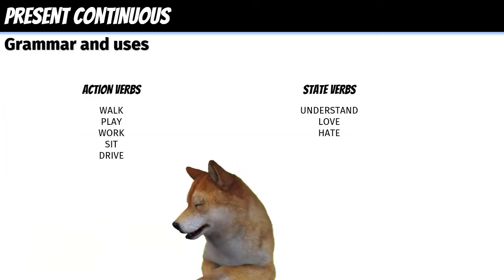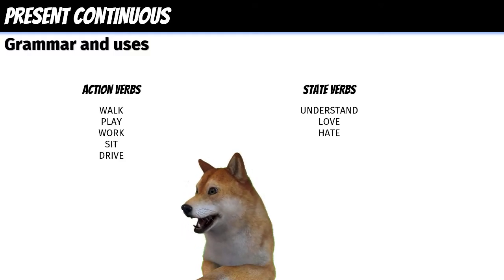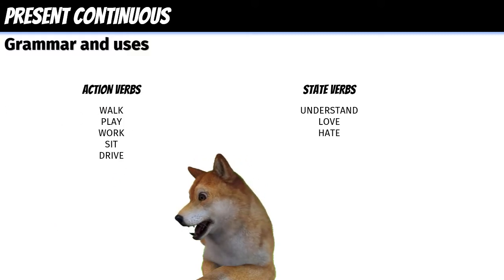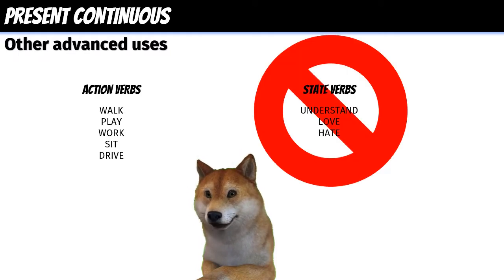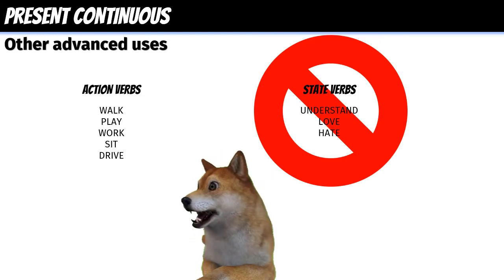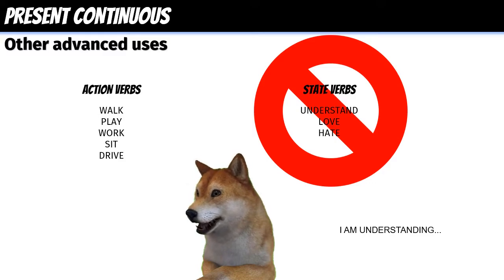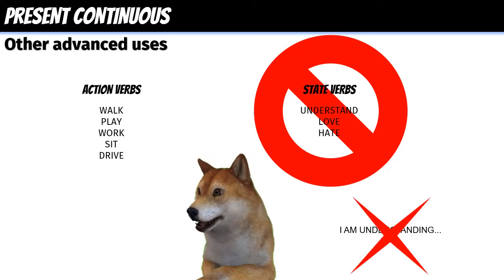One final thing here. We don't usually use this with all the verbs, okay? We can only use this tense with action verbs. Walk, play, work, sit, yeah? If I say I'm walking through the park, it's okay. However, state verbs don't have this option. We don't usually use state verbs with the present continuous. So saying something like I am understanding is incorrect, okay?